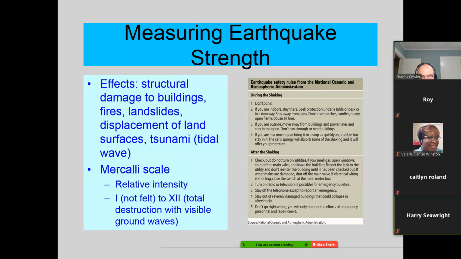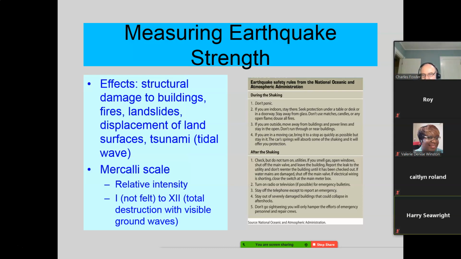Now, if water mains were damaged and you see water spraying up somewhere, if you know where that main valve is, turn it off. If electrical wiring is shorting out, if you know where your meter box is, go down and turn that off. Now, this is all assuming you know where these places are. So do that, okay? Then get out of the building.